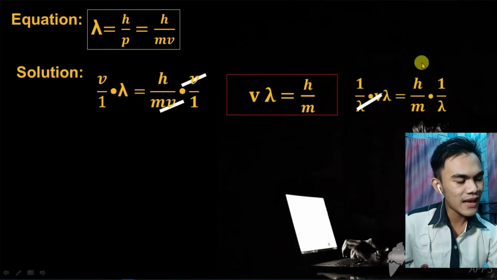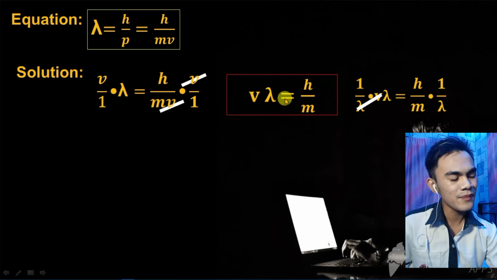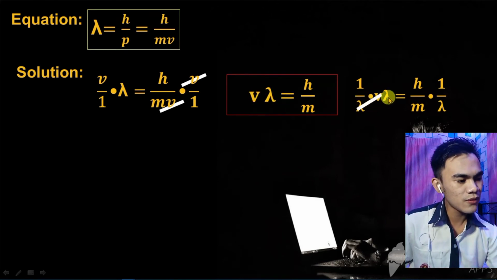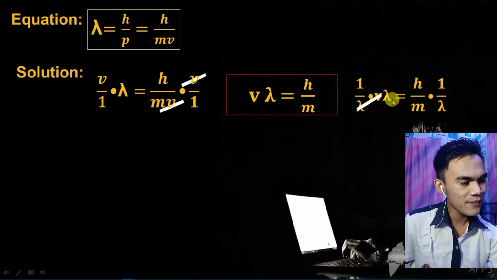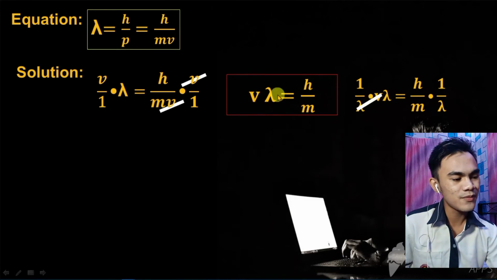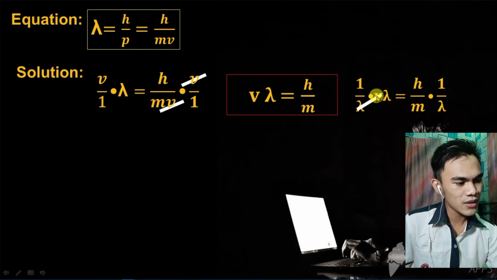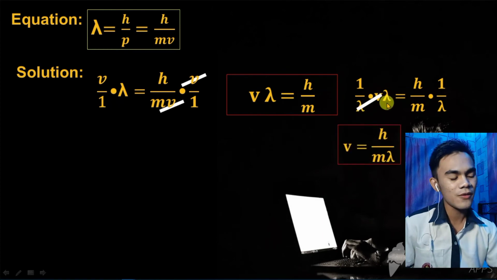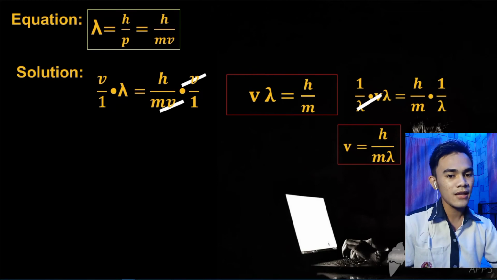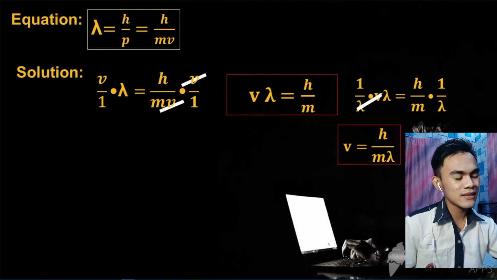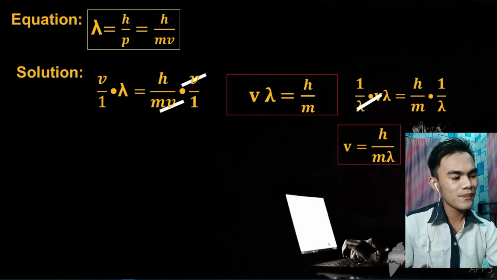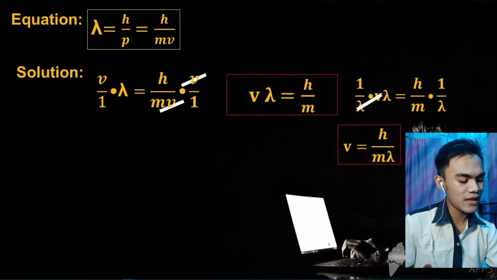In order to cancel out lambda and find v, let's multiply both sides by 1 over lambda. So we cancel lambda and lambda, and v remains. So we have our final equation: v is equal to h, the Planck's constant, divided by the mass multiplied by the wavelength, or lambda.